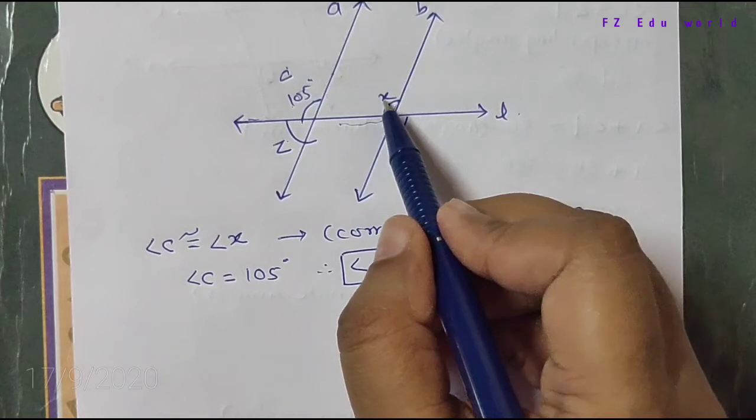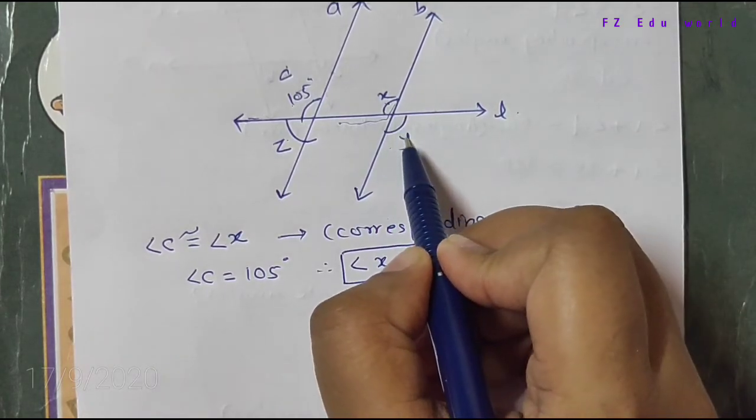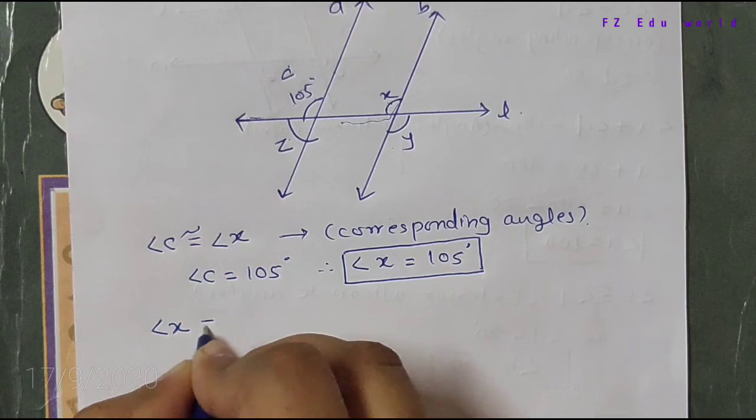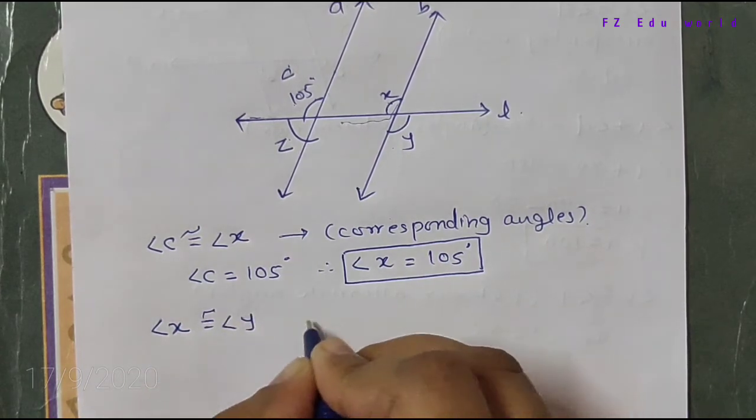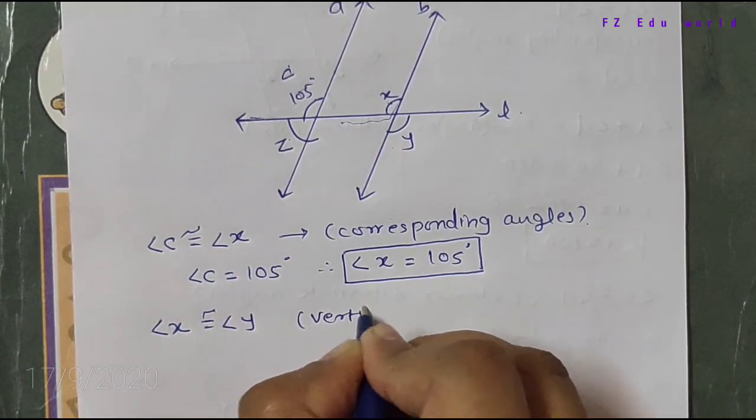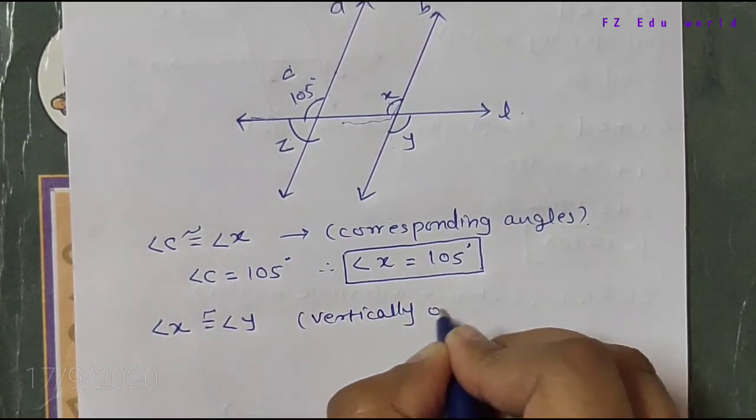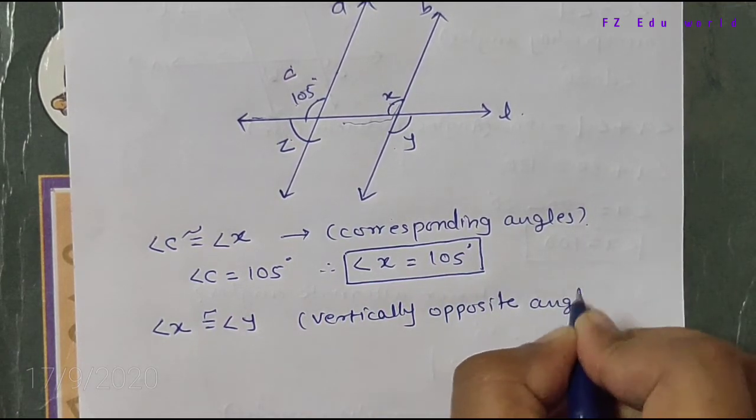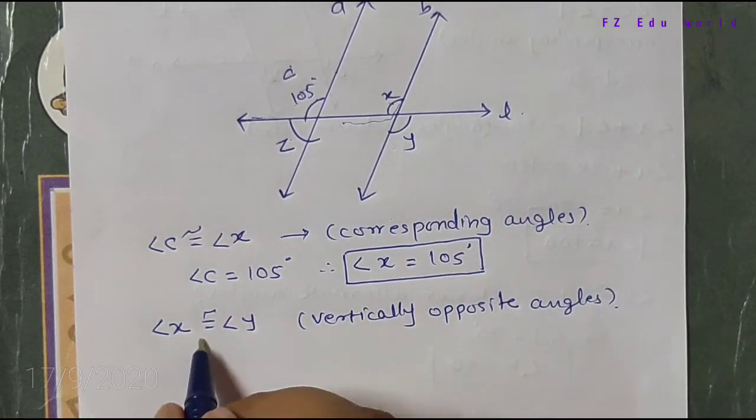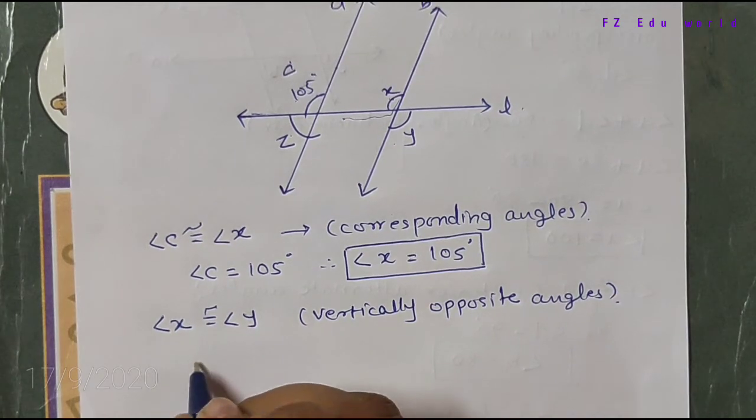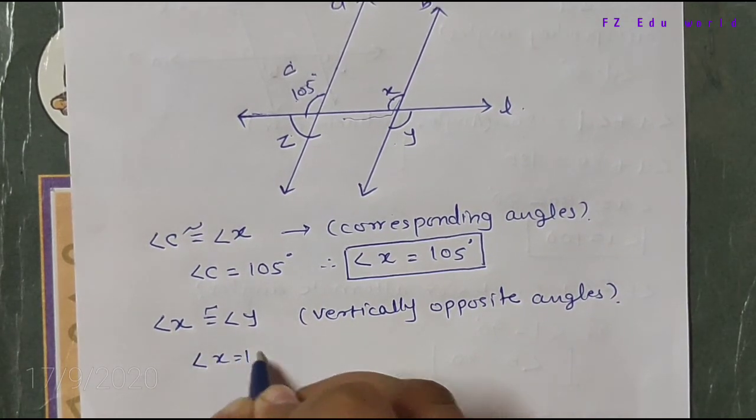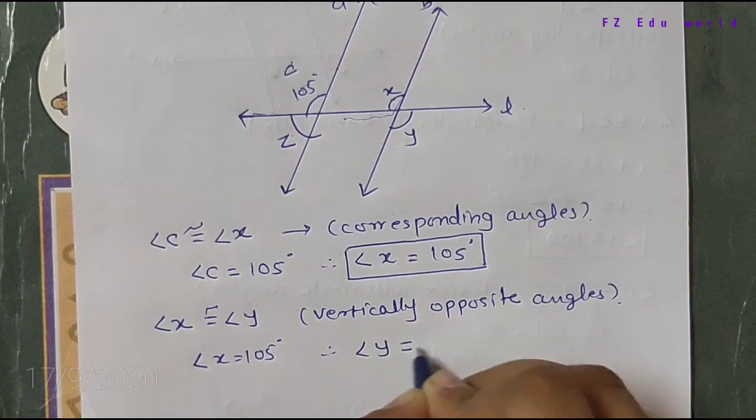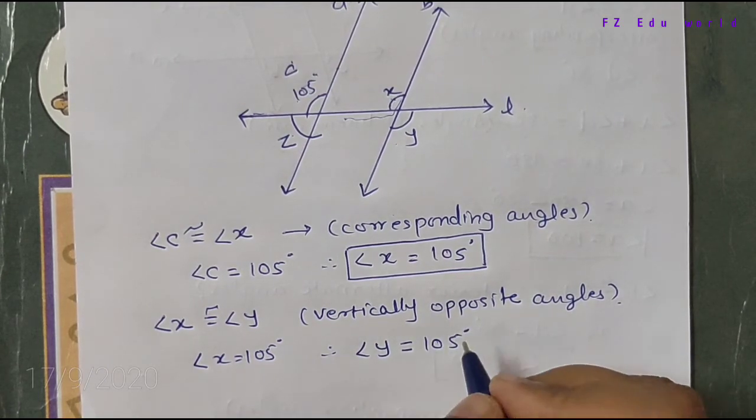Now here angle X and angle Y are vertically opposite angles. Angle X is congruent to angle Y as they are vertically opposite angles, which are congruent. So as angle X is equal to 105 degrees, therefore angle Y is also 105 degrees.